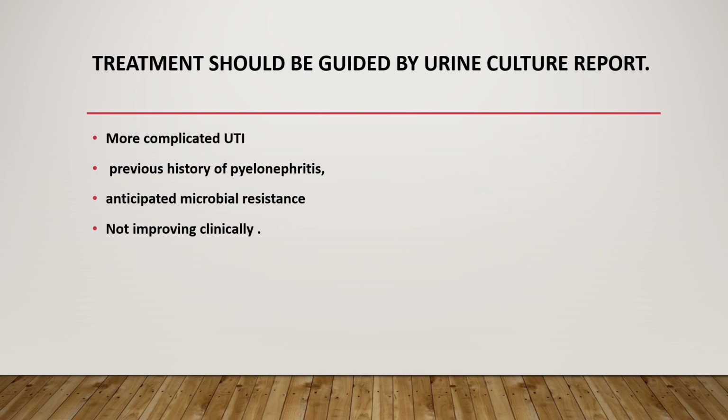Once the patient is stable and has responded clinically, we have to switch from IV or parenteral therapy to oral therapy. But if the patient is more complicated, has a previous history of pyelonephritis, we suspect microbial resistance, or the patient is not improving clinically, then treatment should be guided by the urine culture report. This is all about UTI.